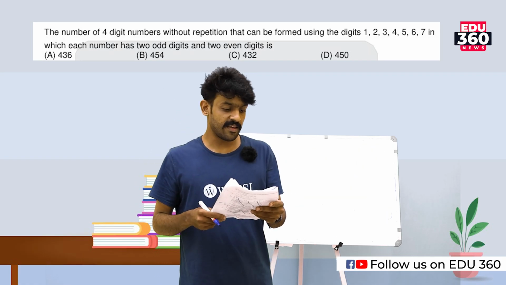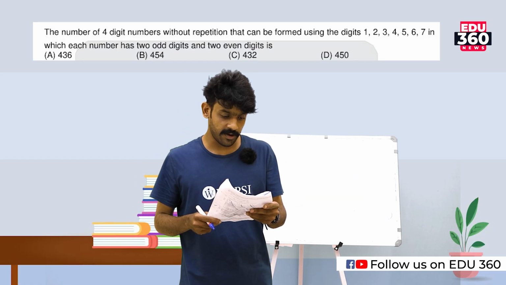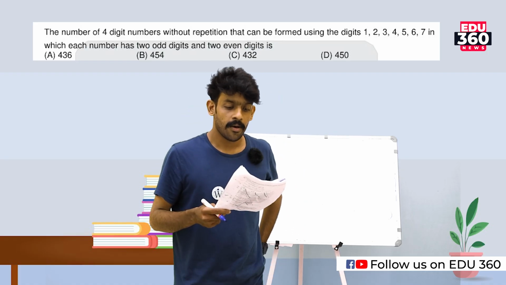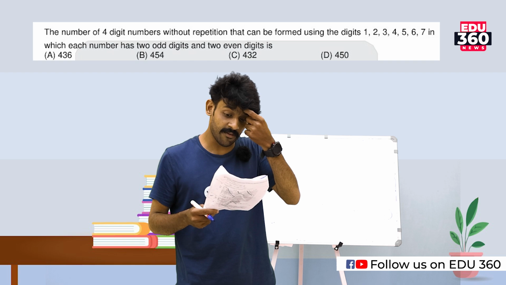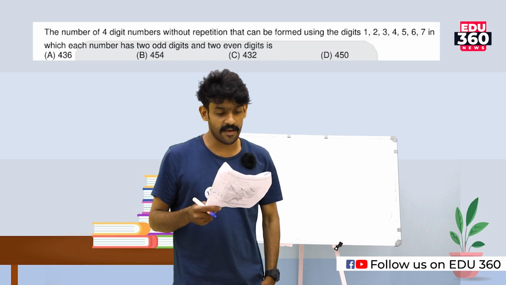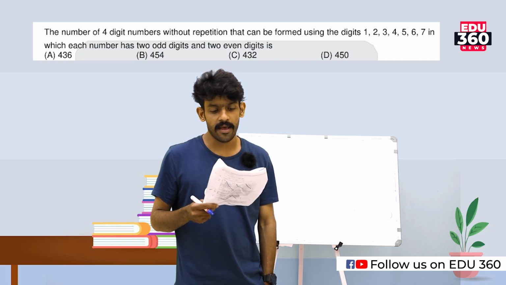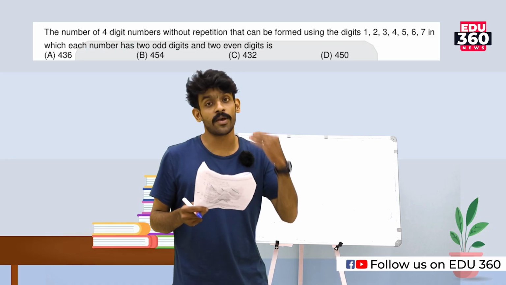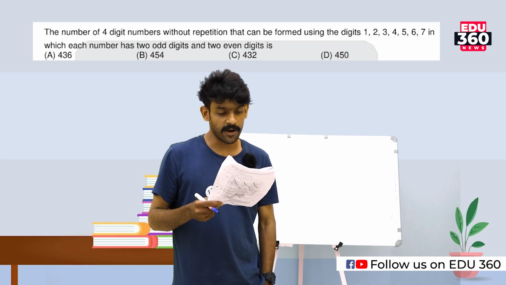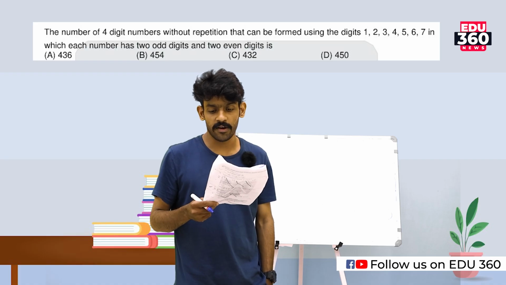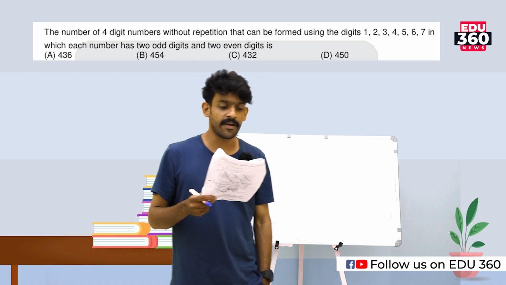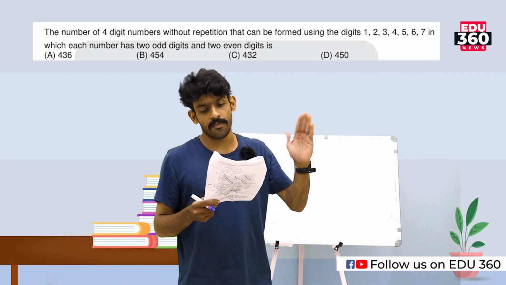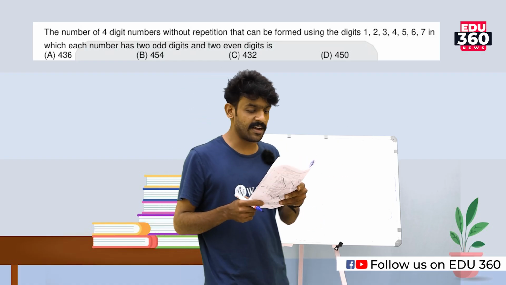So the fourth question is: given that the number of 4-digit numbers without repetition that can be formed using the digits 1, 2, 3, 4, 5, 6, 7, in which each number has 2 odd digits and 2 even digits. You can see there are 4 options: 436, 454, 432 and 450.